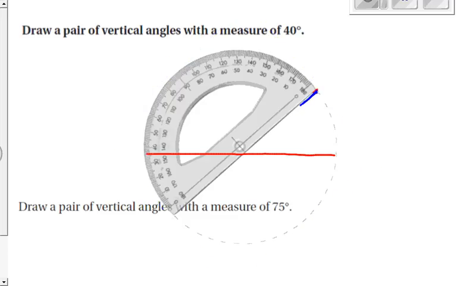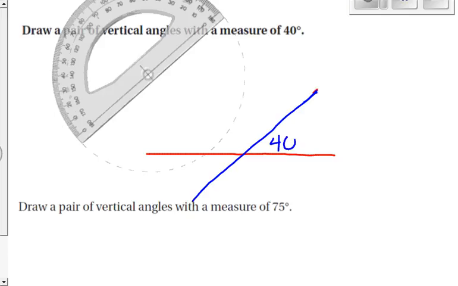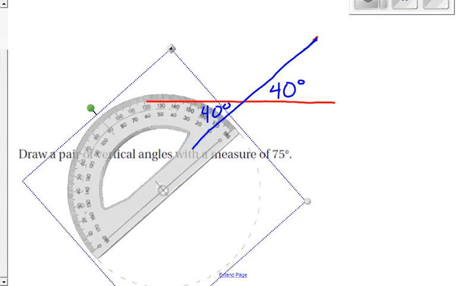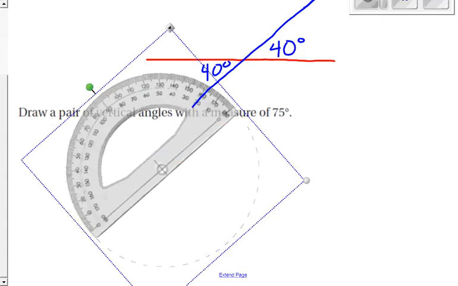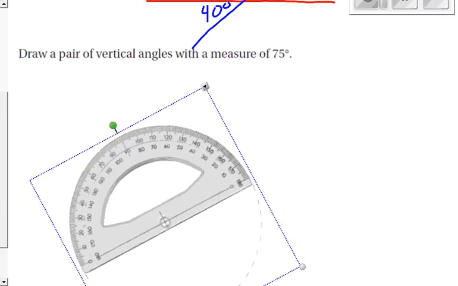I move my protractor all the way, and I now have an angle here that's 40 degrees and an angle here that's 40 degrees. So I now have two vertical angles that are 40 degrees. Now moving on to the next problem, it says draw a pair of vertical angles with a measure of 75 degrees. So I'm going to move my protractor down here.